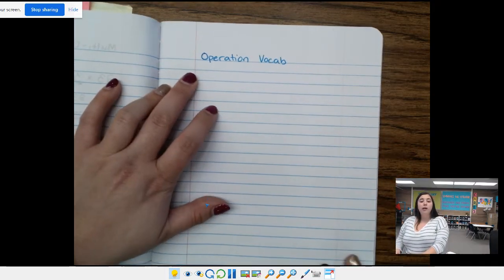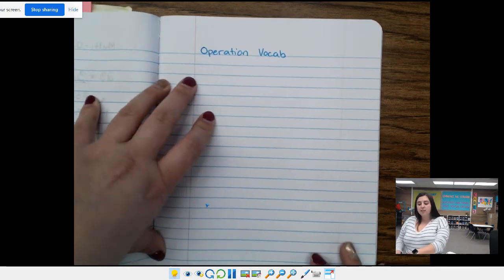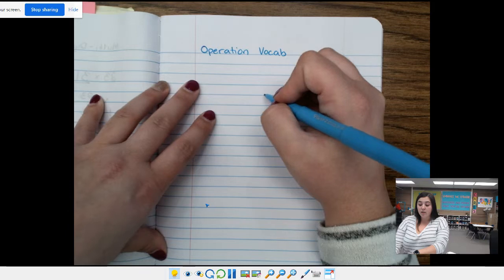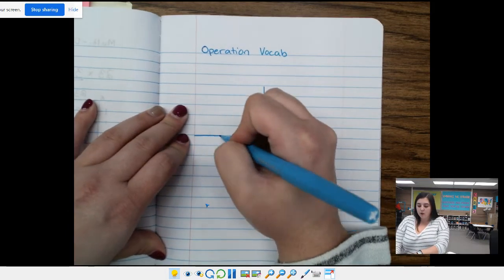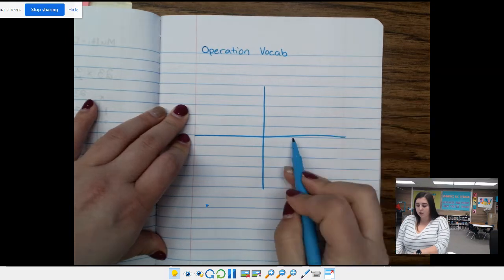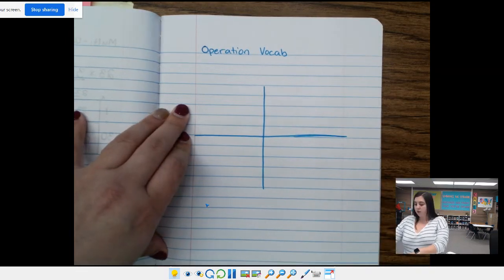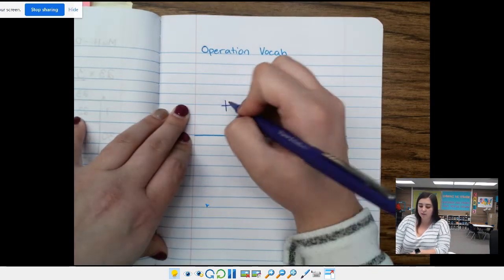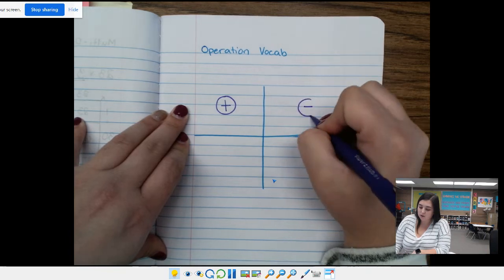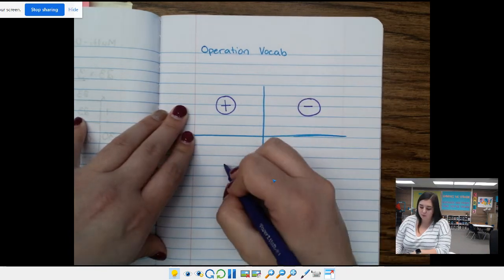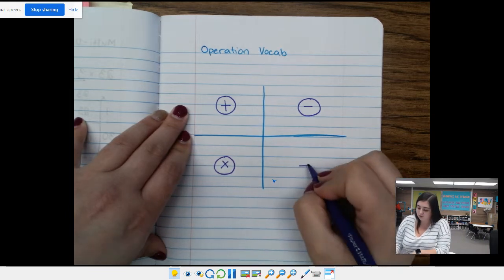So here's what I mean. We are not doing surgery. There's not going to be an operation. What operation means is that in math, when you are changing a number, you are performing an operation. So in math, the ways we change numbers, we have addition, subtraction, multiplication, and division.